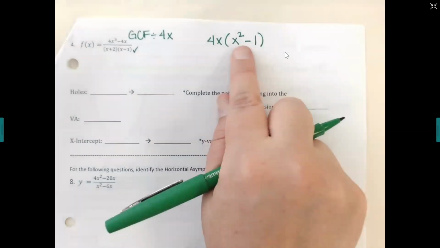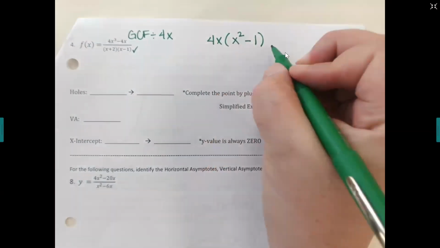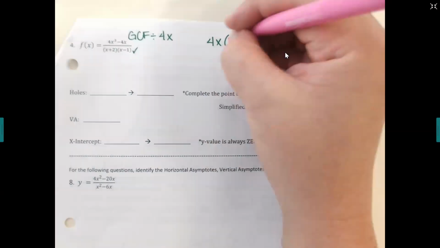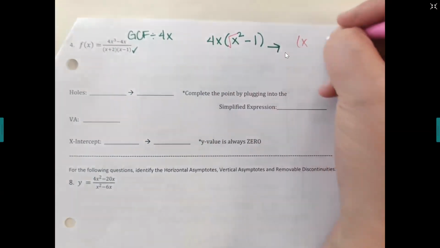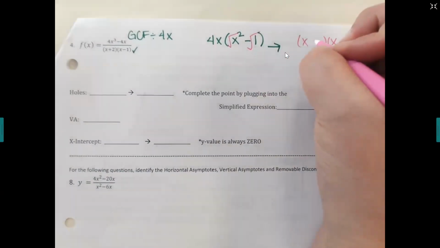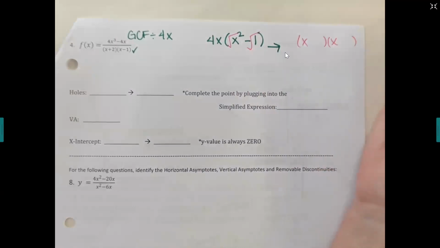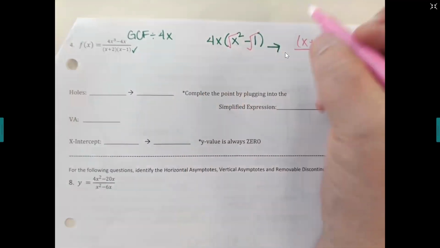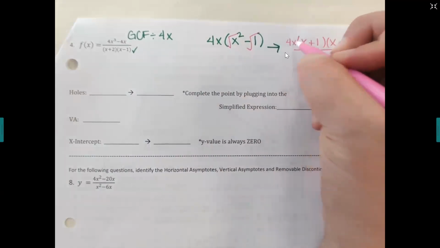What can I do on this now? Square roots. What's the square root of x squared? An x. So I'll do an x and an x separately. And then what about the square root of 1? It'll be what? 1 again, 1 with a plus, 1 with a minus. Okay, then also don't forget that 4x that I had pulled out at the beginning, that needs to stay in the formula.